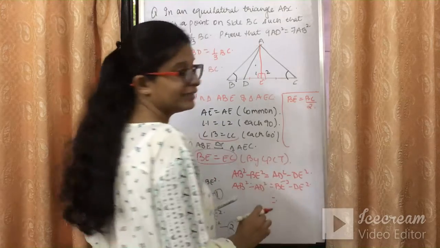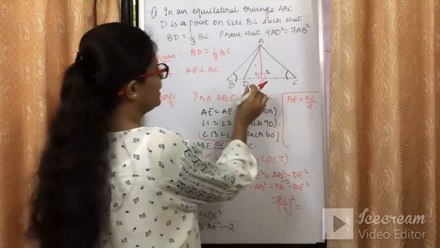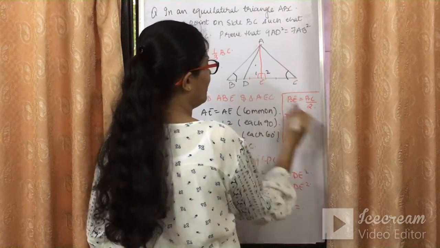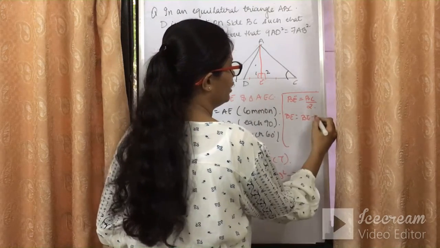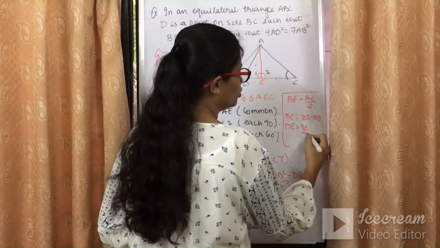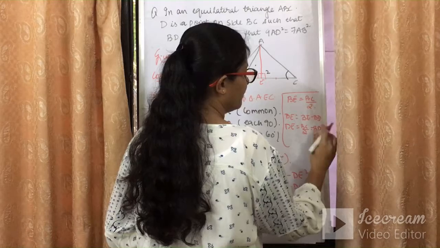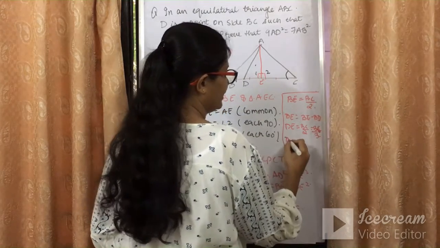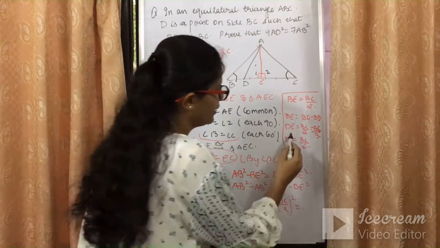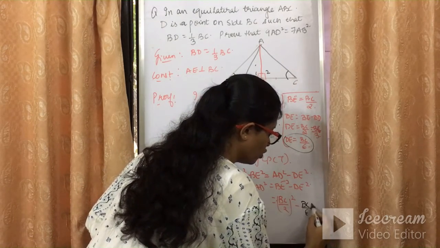BE square को I can write BC by 2, so BC by 2 का whole square. What is DE? I can write DE is nothing but पूरा BE में से अगर BD निकाल दूं तो मेरे को DE मिलेगा. And I know that BE is nothing but BC by 2 and it is being given BD is nothing but 1/3 of BC. So BD is BC by 3. So if I take the LCM, DE comes out to be BC upon 6. BC मिल गया, DE मिल गया, BC upon 6. Can I substitute here? Minus BC by 6 का whole square.